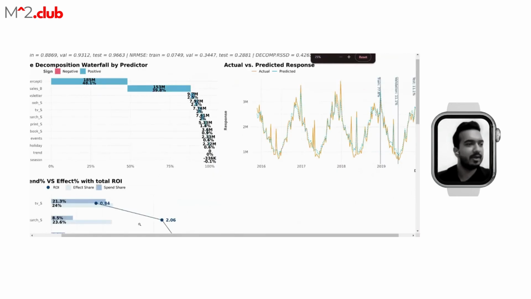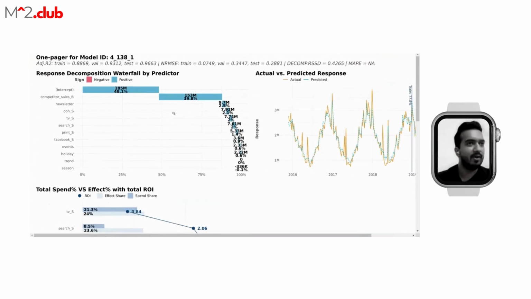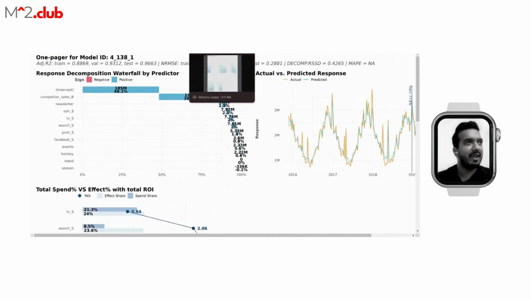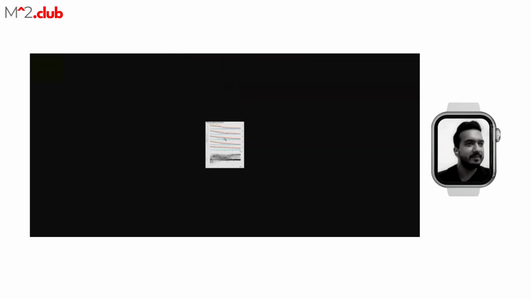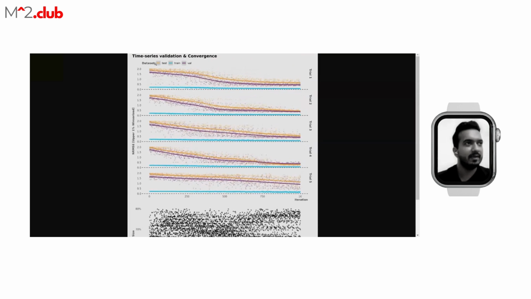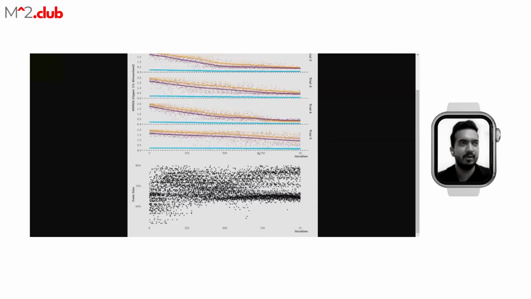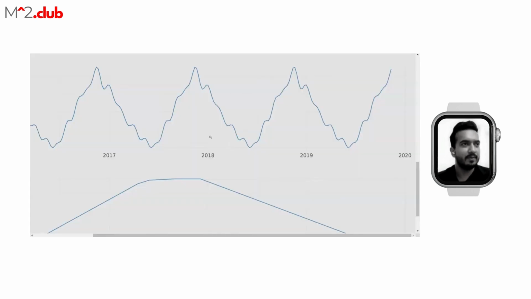Try to zoom it out. You will see all of these outputs. I'll just come back to it in a moment. And you would see how the training went, how the train, test and validation errors reduced as the iterations and trials went by. And you will also see how the seasonality, trends and holiday variables were computed.